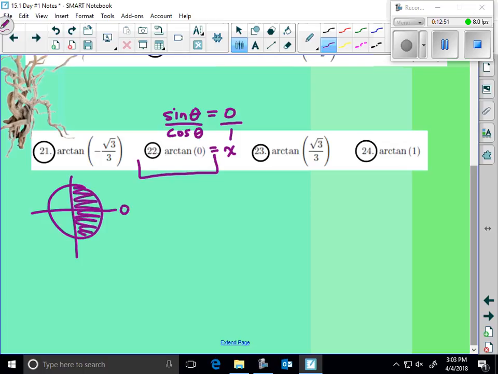That would be the case here at 0 pi. So our answer would be x equals 0. 0 or 0 pi would work just fine. All right, let's try another one.